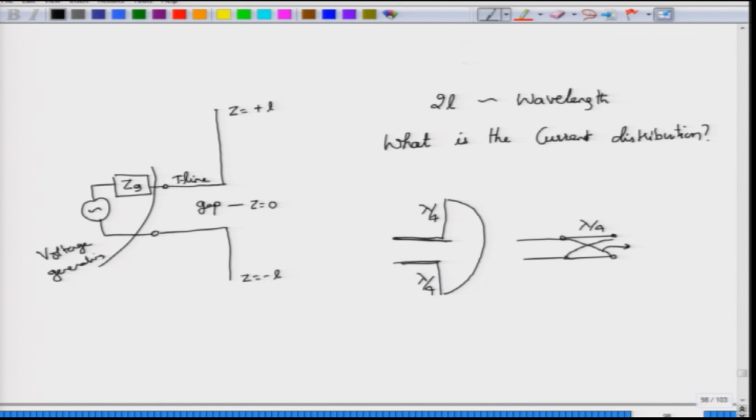So, what happens if instead of lambda by 4 you make it lambda by 2? Then you should consider that the current distribution would look something like this. Of course, is this the correct answer? Not really, but this is a very good approximation. As the length of the antenna increases, you will actually see minima and maxima.